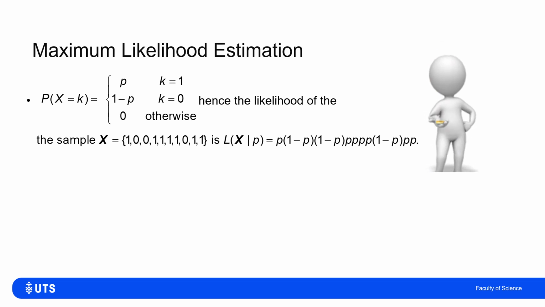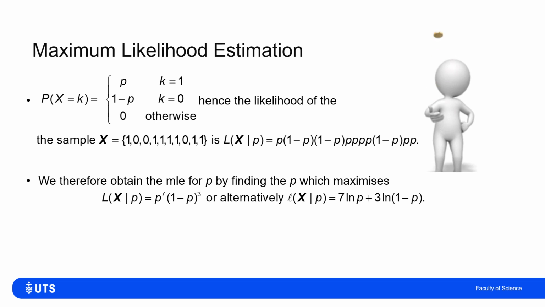So if you compare the sample 1, 0, 0, 1, 1, 1, and so on, to the likelihood function p, 1 minus p, 1 minus p, and so on, every time I got a 1, because it landed heads, the likelihood function multiplies by p. Every time I get 0, because it landed tails, the likelihood function multiplies by 1 minus p.